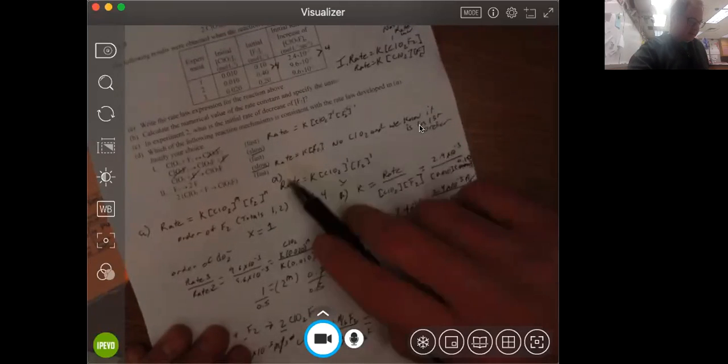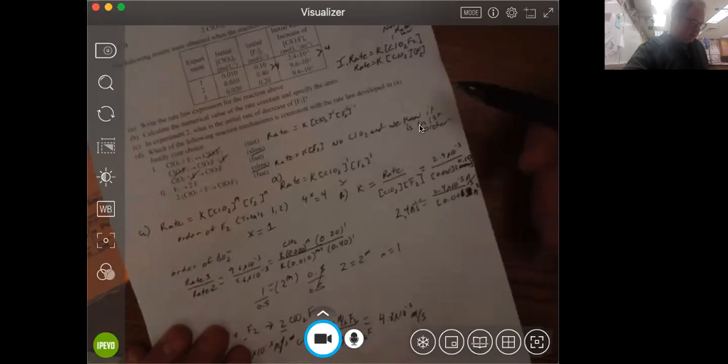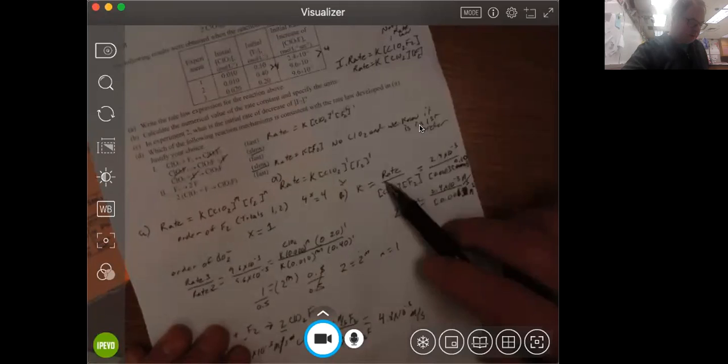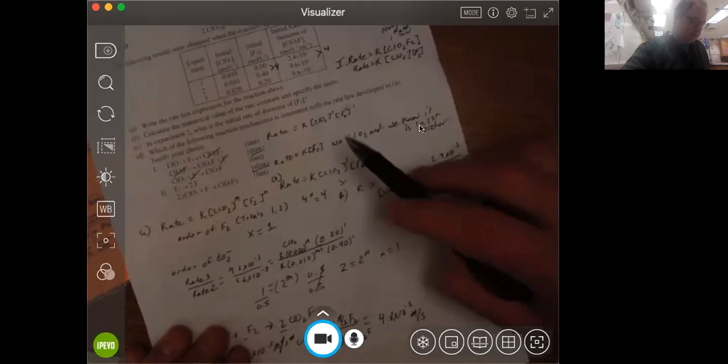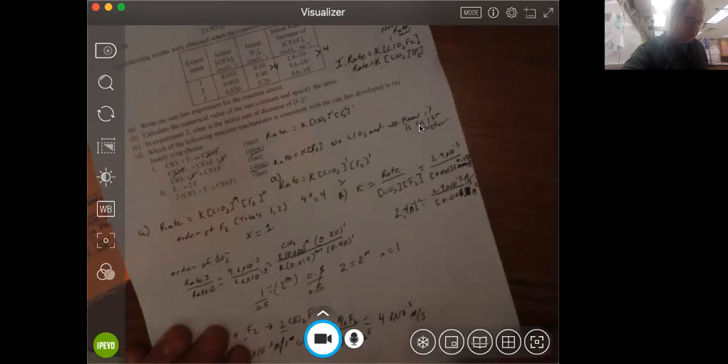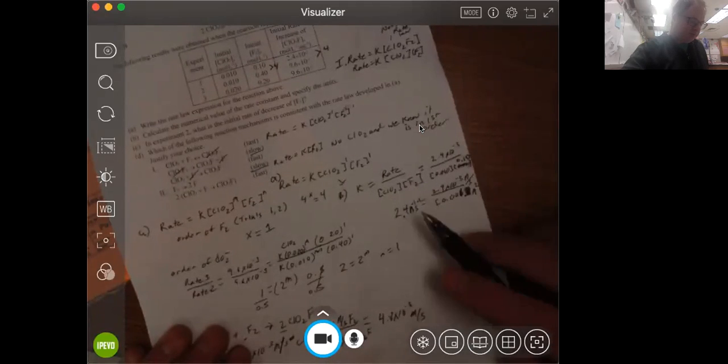So we basically plug this in. It looks like I chose trial 1. Easy enough. So we know the rate is this, and we have each of the concentrations, and they are each to the first order. So boom, boom, boom.